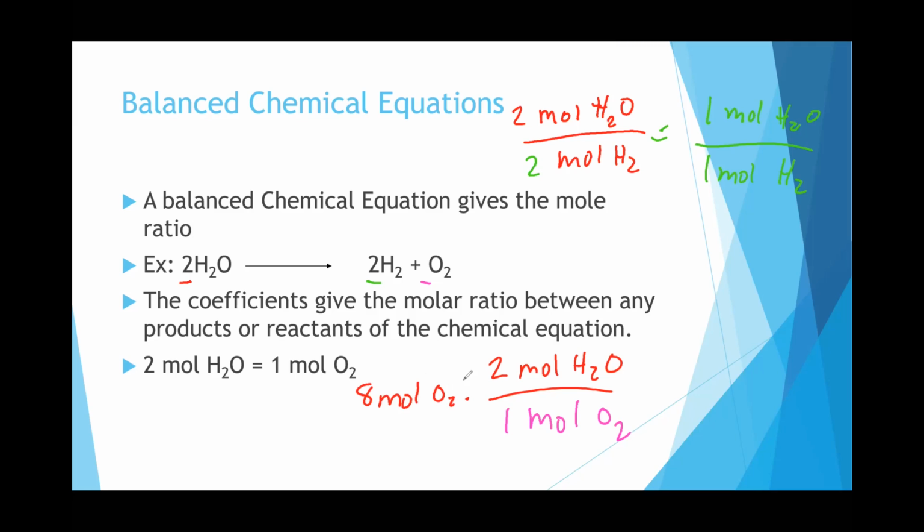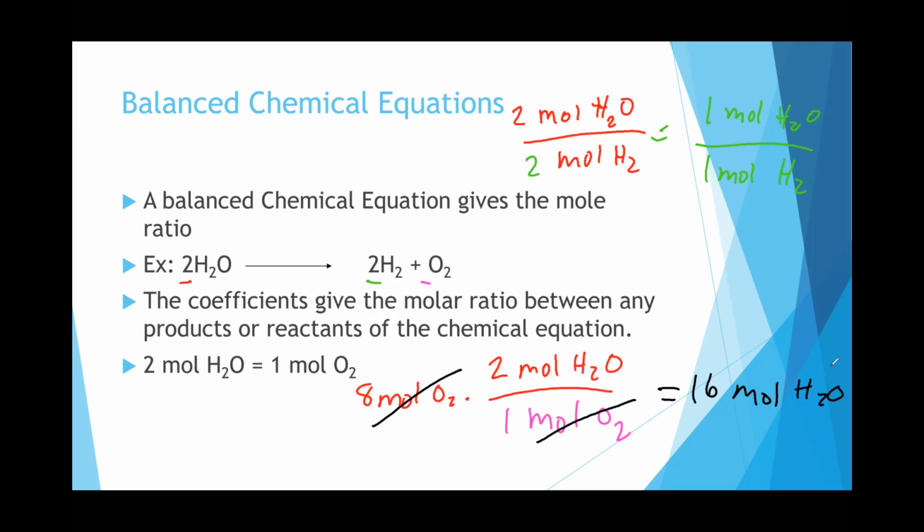We create the mole ratio just so that the moles would cancel out just like the gram conversion. So 8 moles of oxygen, we multiply it by the coefficient we found by taking the coefficients in a balanced chemical equation. And we do 8 times 2 is 16 moles water.